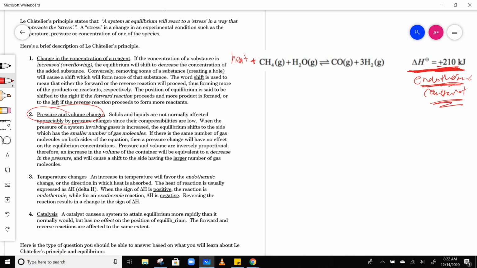So if we increase temperature, that means we're increasing the heat. And that means it's going to shift away from it. It's going to shift away. So these are going to go down. These are going to go up, right? And it's shifting right.